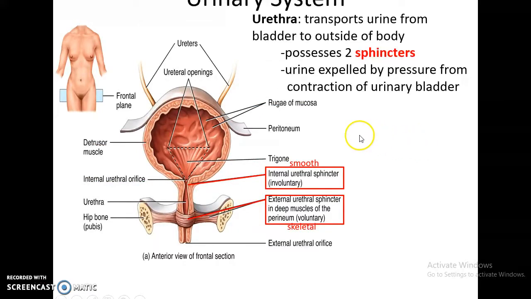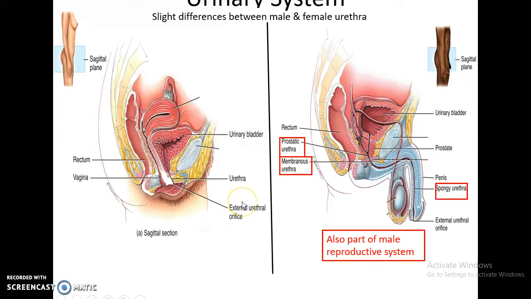There are 2 urethral sphincters, the internal urethral sphincter that we do not control, and the external urethral sphincter that we do control. And of course, urine has to pass through these sphincters to go out the urethra and out of the body.